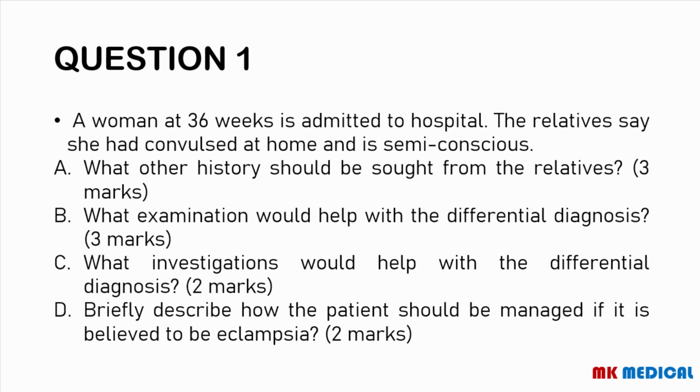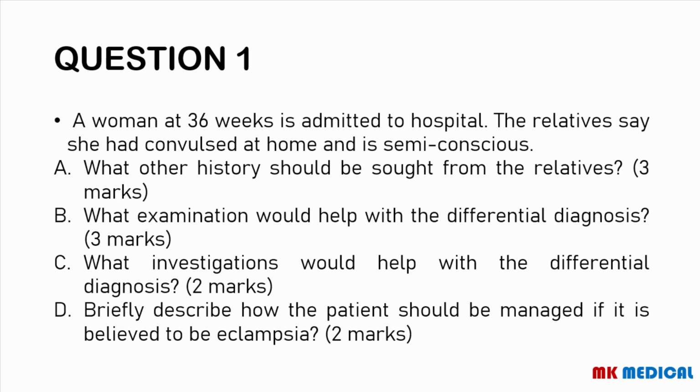Ask for a history of preeclampsia and eclampsia in previous pregnancies. Ask for a history of alcohol intake. Ask for a personal history, as well as a family history of epilepsy, and of course a history of a previous cesarean section. Then part B, what examination would help with the differential diagnosis?